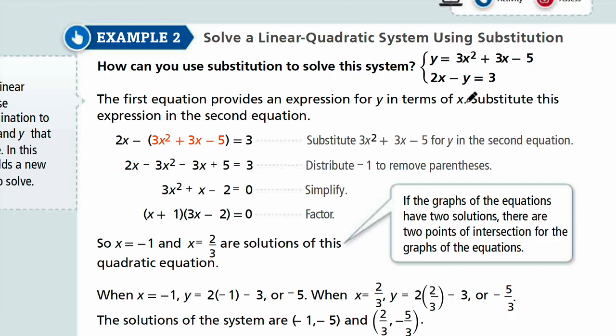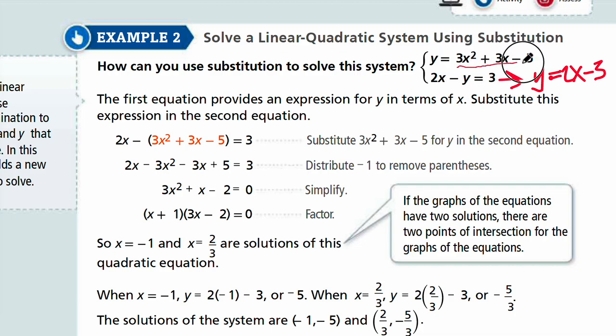That means when we solve for y in terms of x, your second equation becomes y equals 2x minus 3. And so you're going to substitute this into your first equation and solve for your x as well, where 2x minus 3 is equal to 3x squared plus 3x minus 5.